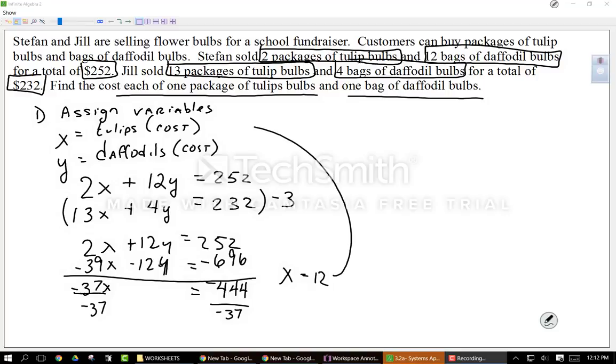Remember at the beginning we assigned what it meant. So x stands for $12 for each tulip package, okay? So now what do I have to do? Well, I have to find the amount of daffodils.